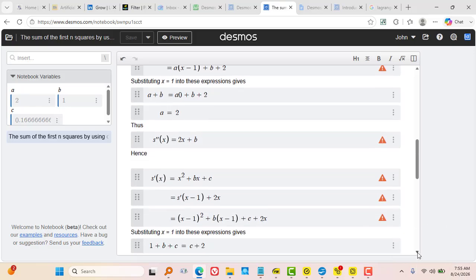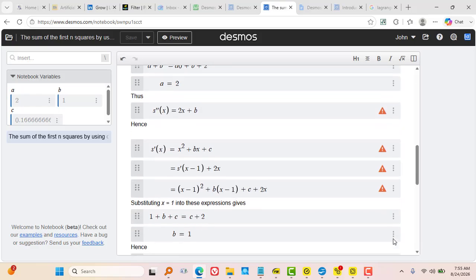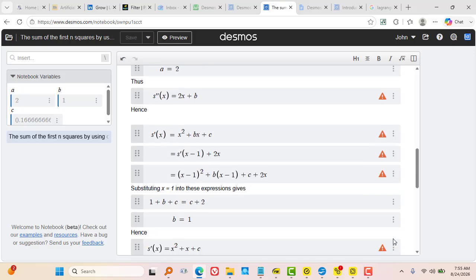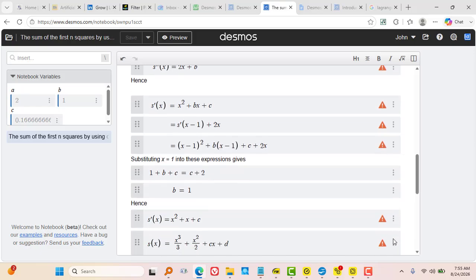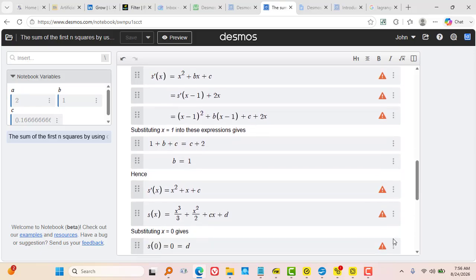So we plug in x again. What do we get? Well, we get 1 plus b plus c on the one hand, and then these zero out, and we get c plus 2. The c's cancel, and that gives us b equals 1. So again, our updated knowledge of our first derivative now is x squared plus x plus c. So we integrate that one more time: x cubed over 3 plus x squared over 2 plus cx plus d. Plug in 0, that's why I allowed 0. That tells us that d is equal to 0.